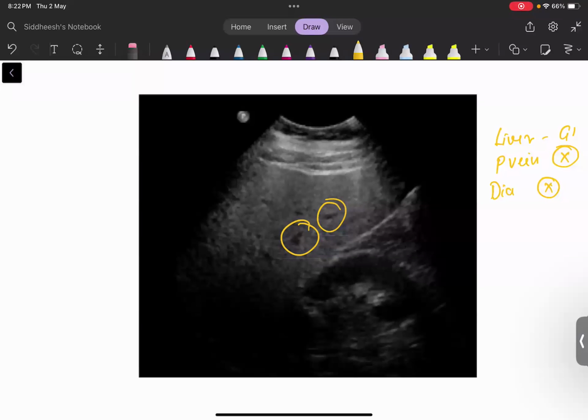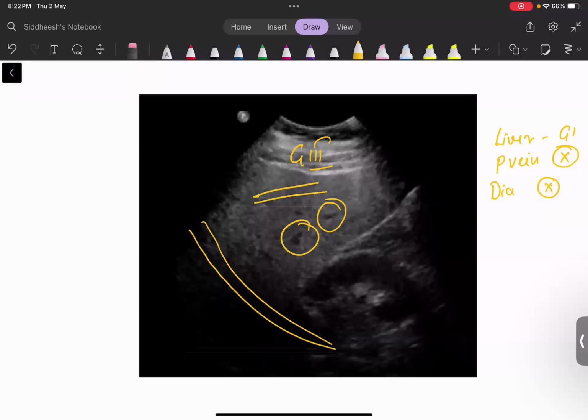Okay. So this is actually your grade 3 fatty liver, a fatty liver in which portals are not shining. Liver is hyperechoic. What about the diaphragm? We cannot appreciate it now. Can you all appreciate the diaphragm is gone now? Diaphragm all gone. Full black. Hypoechoic. Completely hypoechoic. This is what? Your grade 3 fatty liver. Fine?